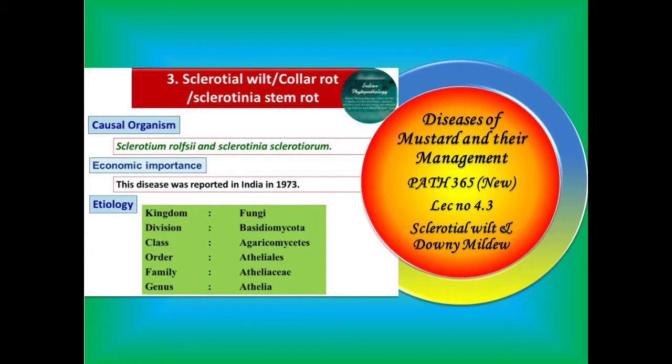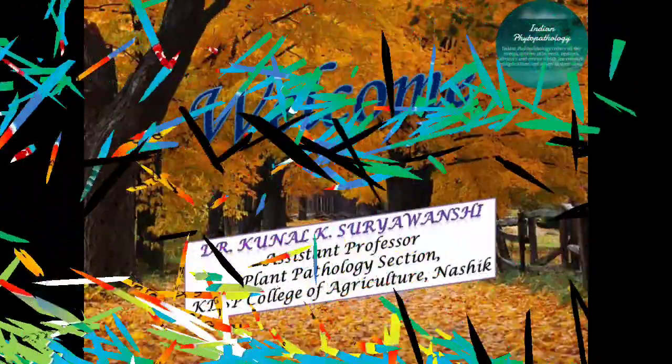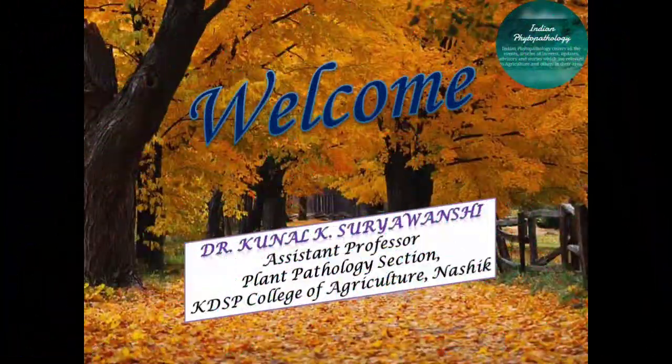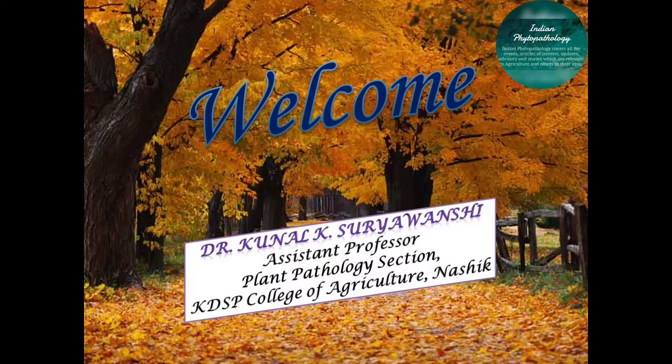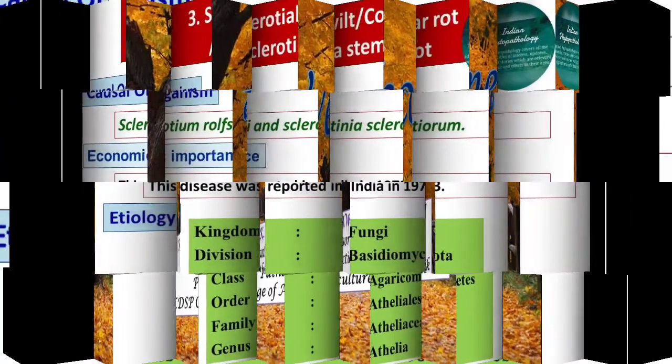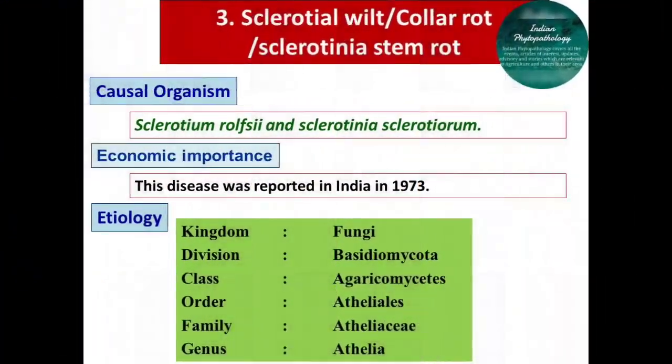In the previous lecture, we have studied Alternaria leaf blight of mustard, its causal organism, symptoms and their management. Now today, we are going to see the next disease, that is sclerotial wilt or collar rot or Sclerotinia stem rot of mustard.